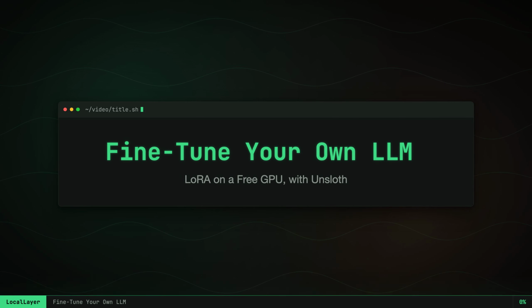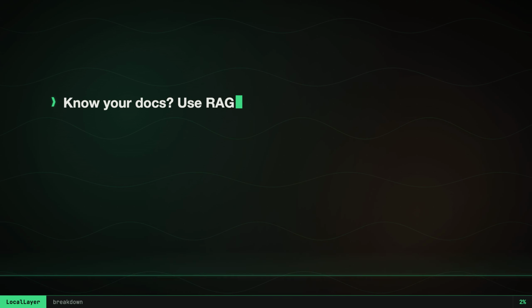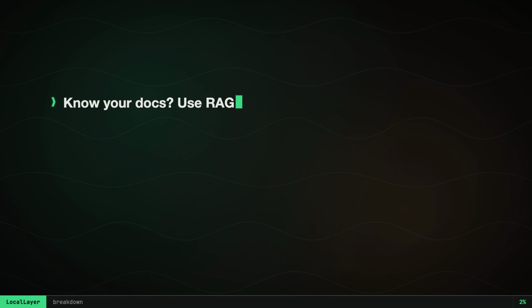A T4 GPU that costs $0 just trained a real 4 billion parameter model. Google hands it out for free, and you already have the code. If you want the model to know your documents or your API, that's RAG, not fine-tuning.